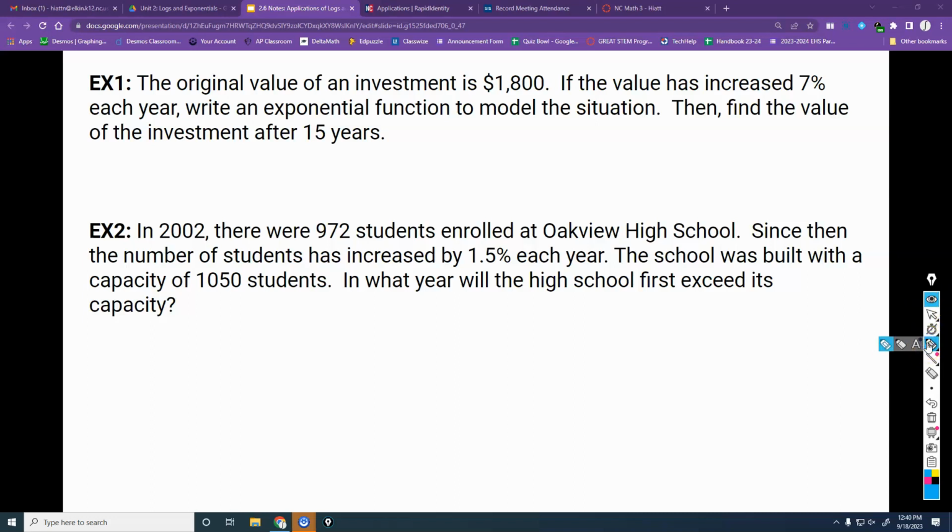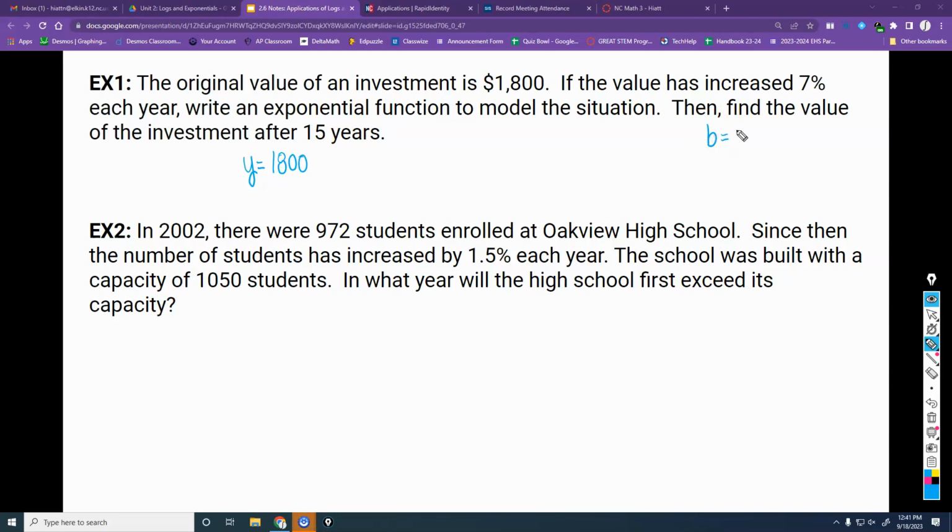So the original value of an investment is $1,800. If the value has increased 7% each year, write an exponential function to model the situation. Then find the value of the investment after 15 years. So we are going to do y equals a times b to the x. What is my a value here? What would be my starting value? 1,800. Okay. Then I have to find my b.